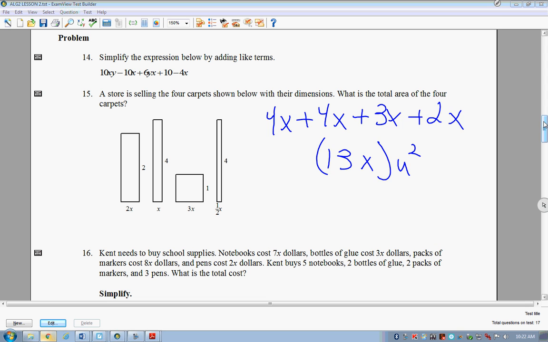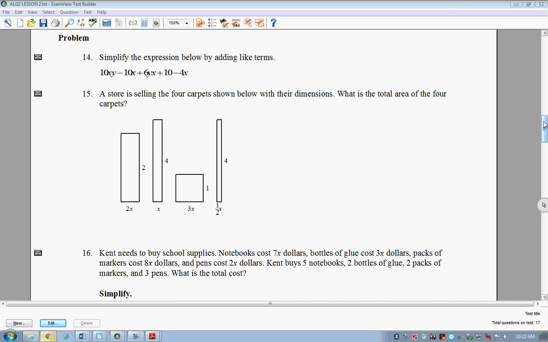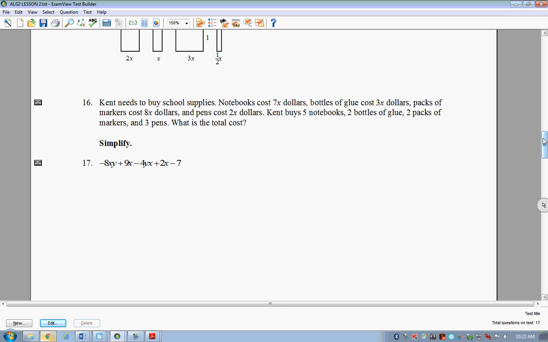Okay, Jewel, you had your hand up. What question do you want answered? 16? Okay. Kent needs to buy school supplies. Notebooks cost $7x. Bottles of glue, $3x. Packs of markers, $8x. Pens cost $2x. Kent buys 5 notebooks. Okay, so we're taking, this means that 7x means $7 times the number of notebooks that I bought. Does that make sense? So what am I plugging in for x with the notebooks? 5. 7 times 5. Okay?